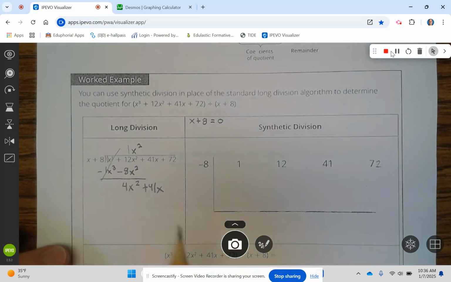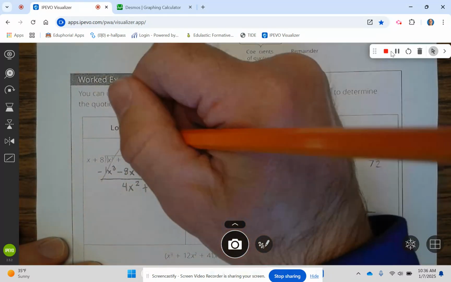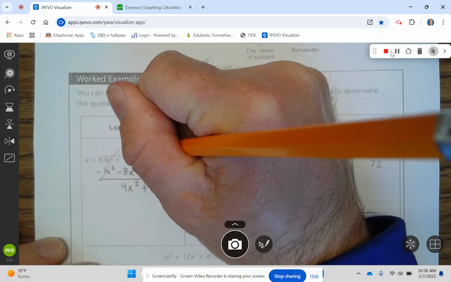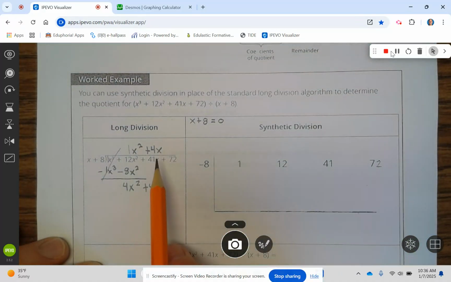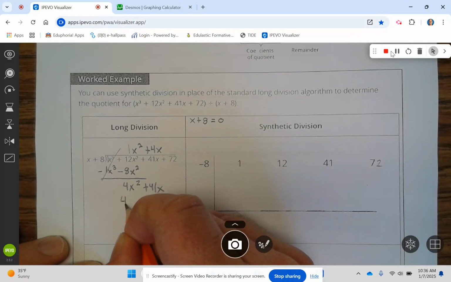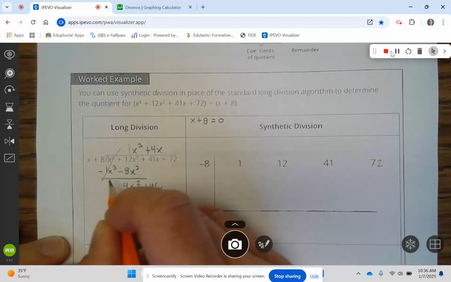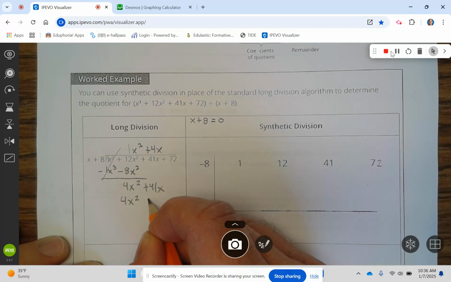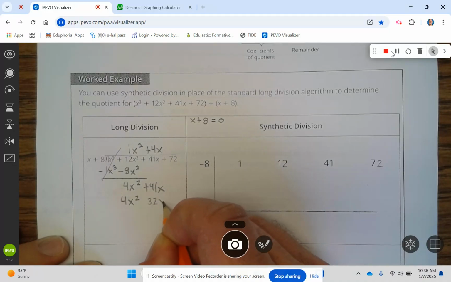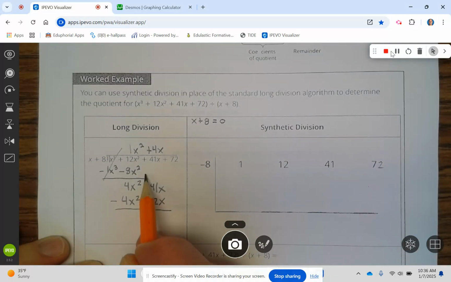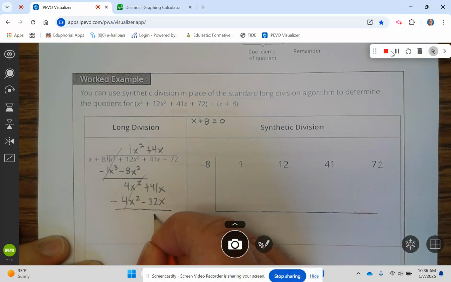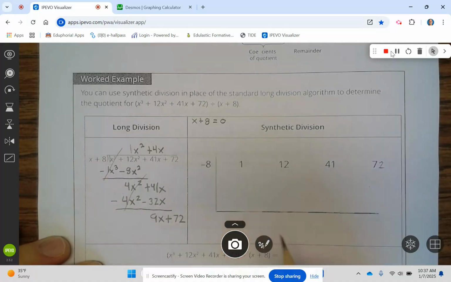And then we ask ourselves, what do we multiply x by to give you 4x squared? The answer to that is plus 4x. And then we multiply. 4x times x is 4x squared. 4x times 8 is 32x. Subtract. Cancels. 41x minus 32x is 9x plus 72.